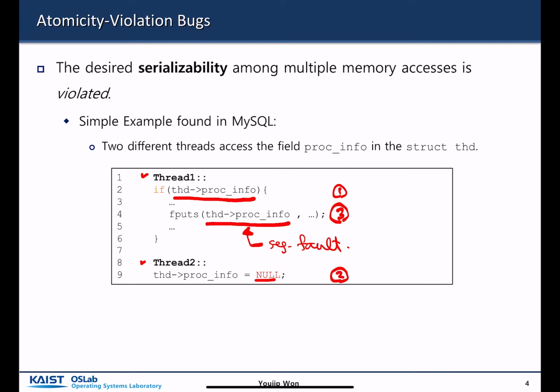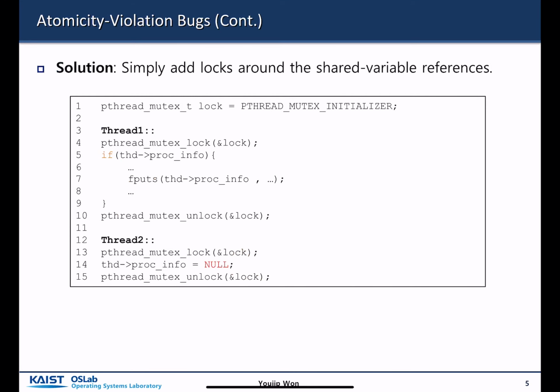So how can you fix it? After you check the condition of the proc info, we have to make sure that this value does not change. As a result, you can simply put a lock at the beginning of the execution and release the lock at the end of the execution.